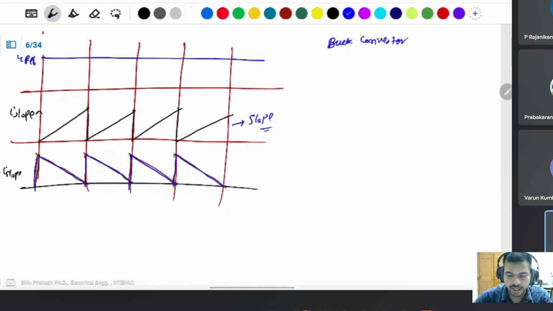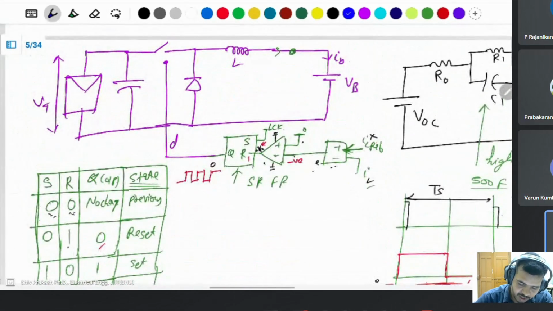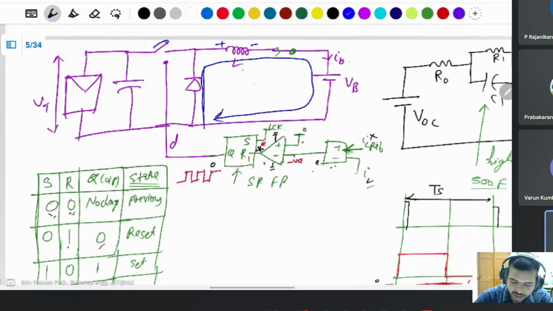If there is a battery on the output side, then the battery voltage is approximately fixed. Then what is the inductor current? Inductor voltage, you know about this in the off duty cycle. What happens in a buck converter? Suppose there is a buck converter, when the switch is off, this diode will be forward biased. The current will flow like that, and the inductor is connected across the battery.